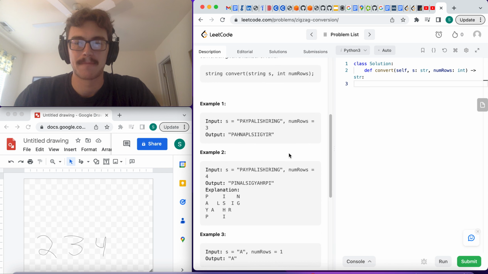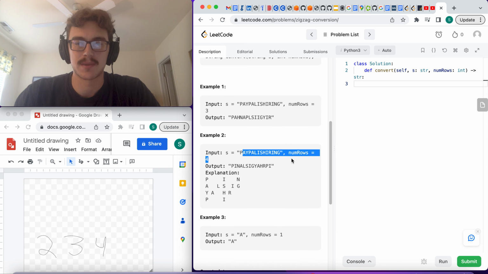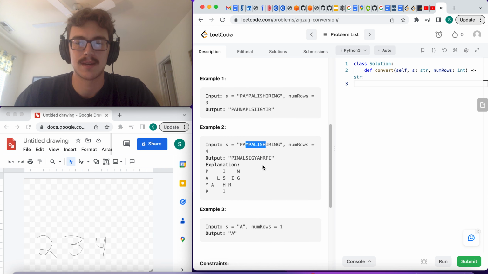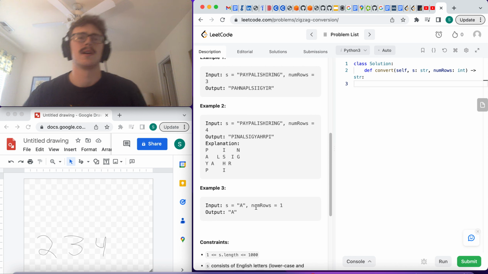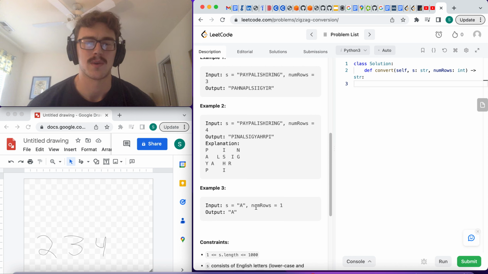So yeah, here's another example with rows of 4. It's the same input string. And then this third example kind of shows an edge case where if you're given a number of rows of 1, you can just return this string.